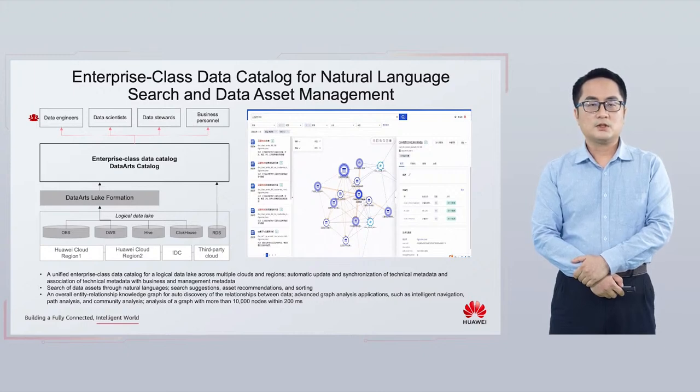In addition, we designed a powerful graph-based entity relationship knowledge graph to automatically discover data relationships. Data relationships are very important because only by fully understanding data relationships can you discover the business value. Our system provides advanced graph analysis with high performance, such as intelligent navigation, path analysis, and community analysis, and our system is very responsive.